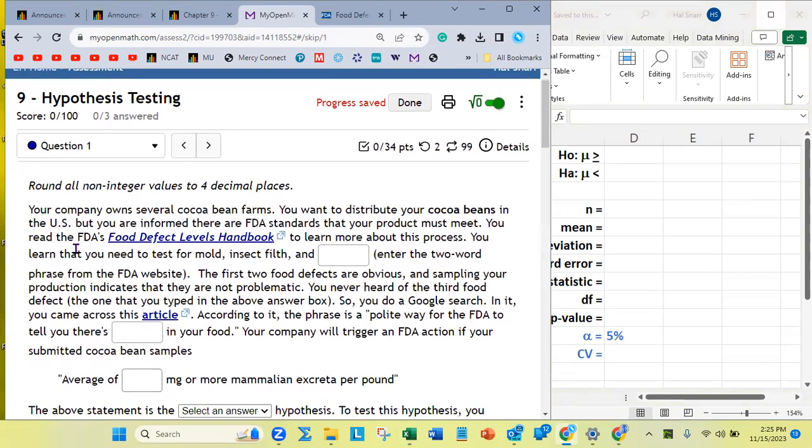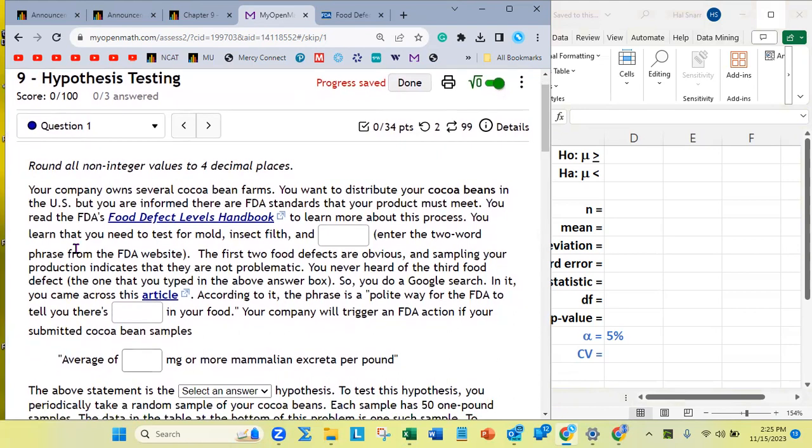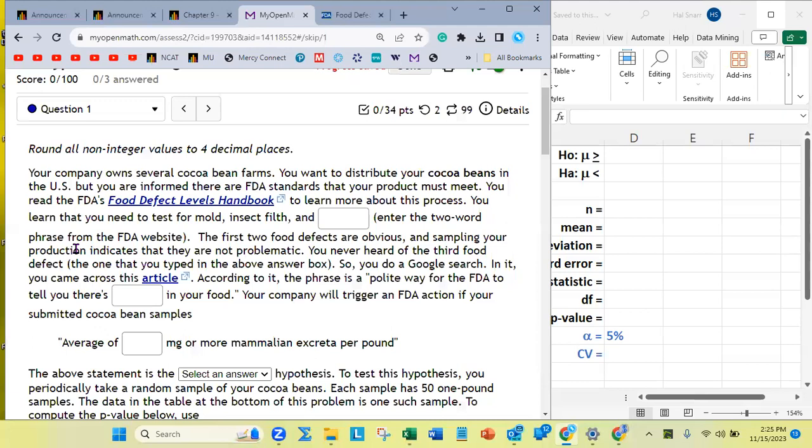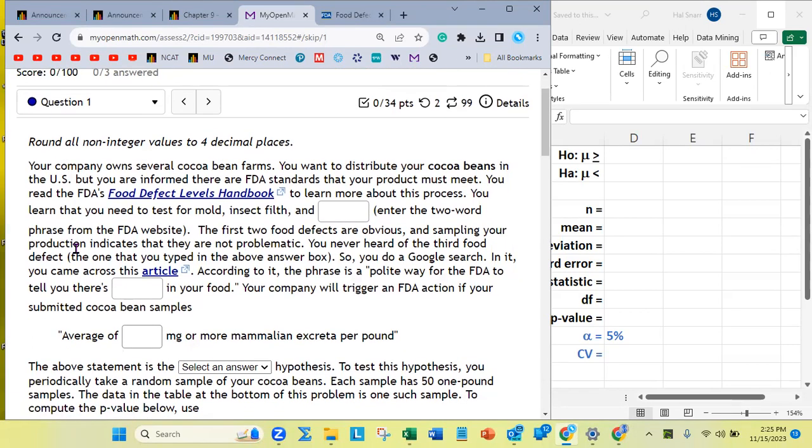Question 1, your company owns several cocoa bean farms. You want to distribute your cocoa beans in the US, but you are informed there are FDA standards that your product must meet. You read the FDA's Food Defect Levels Handbook to learn more about this process. I've already opened it up right here. You learn that you need to test for mold, insect filth, and what?